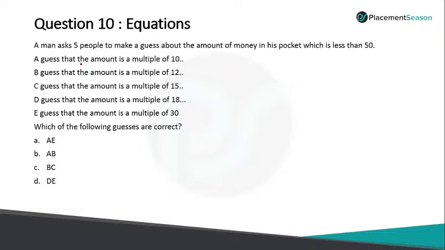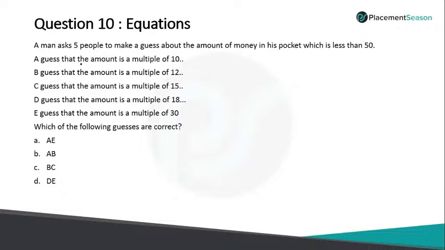Let us consider C. B is saying it's 12, we know that already. C is saying it is 15. Again, for 12 and 15, the first common multiple means the least common multiple of 12 and 15. Again, it is 60: 5 times 12, 4 times 15. So 60 is again exceeding 50, so it cannot be possible.